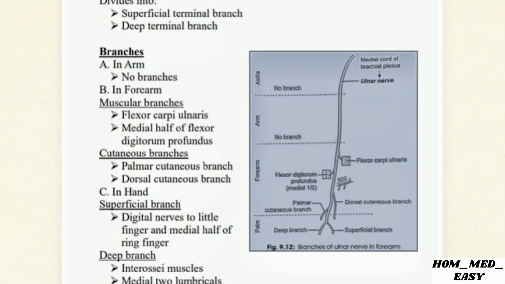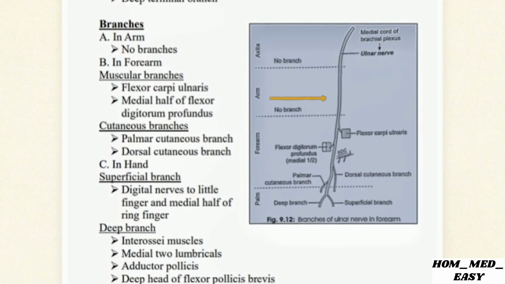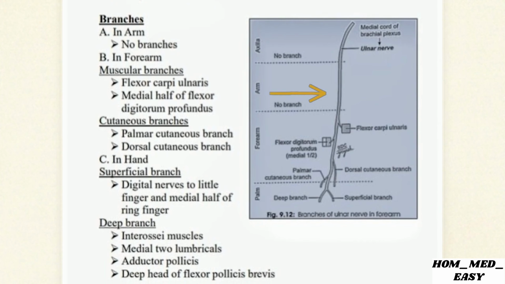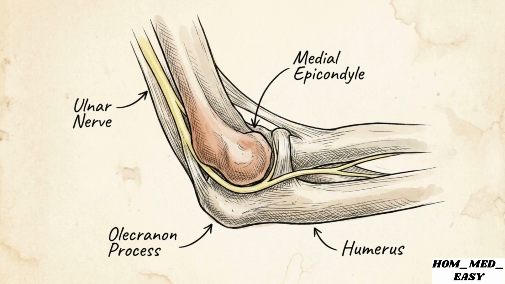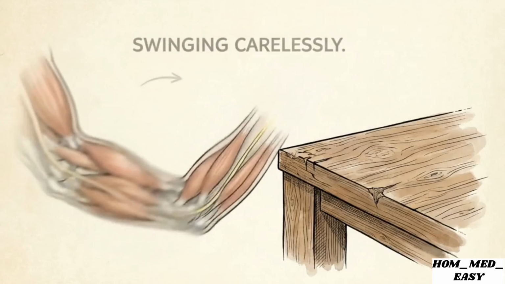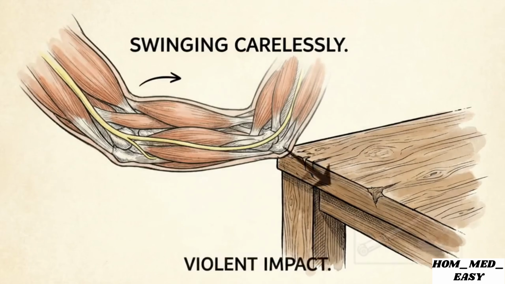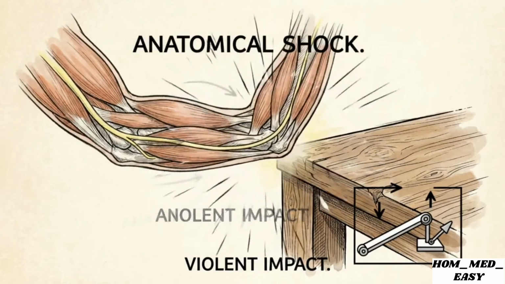This schematic shows that as the nerve travels through the axilla and arm, it gives off 0 branches. At mid-arm, it pierces the intramuscular septum, moving to the posterior compartment. It then passes behind the medial epicondyle into the ulnar groove. This groove is superficial and highly exposed. It is the exact location you strike when you hit your funny bone, and it serves as the prime location for proximal ulnar nerve injuries.